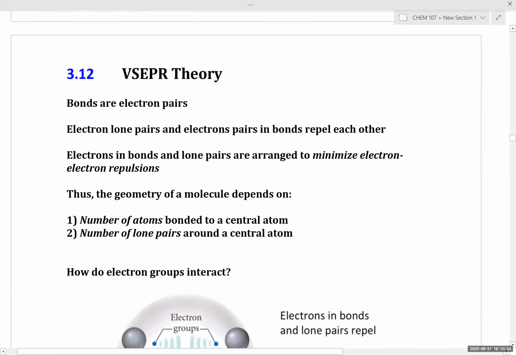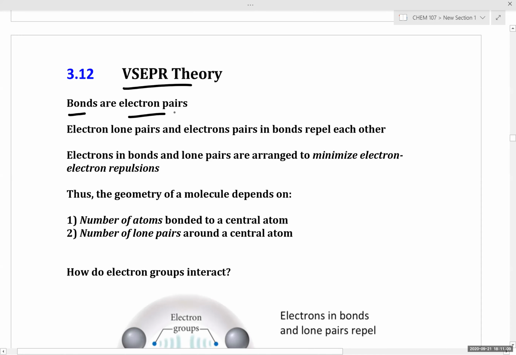Okay, so we've drawn a lot of Lewis structures. Now let's talk a little bit about how we can describe the shape of our molecules. To do that, we're going to need to invoke VSEPR theory, otherwise known as valence shell electron pair repulsion theory. You do not need to know what the name of VSEPR means. What we do need to understand is what the VSEPR theory is trying to convey.